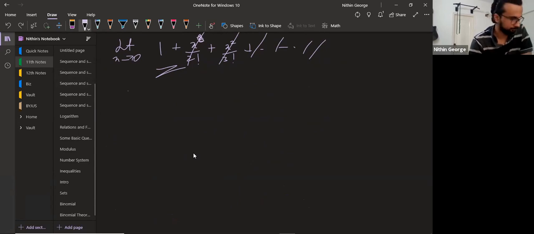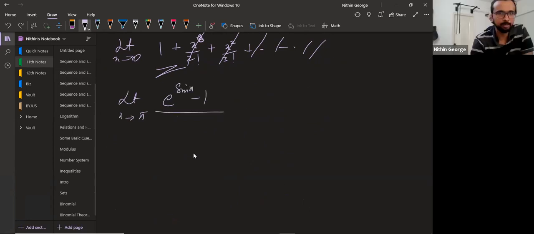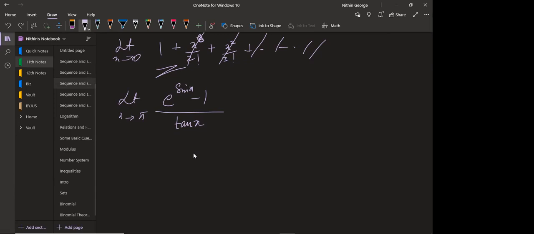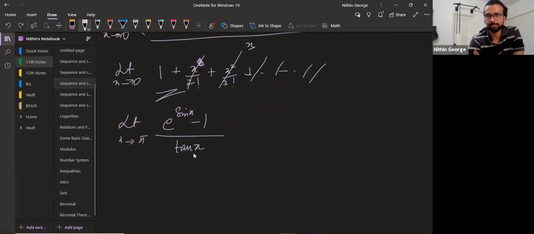Oh yeah, try this problem. E power sin x minus 1 divided by tan x. Okay, what does this become? Come on, quickly. This formula is very important, okay? E power x minus 1 by x. I stress its importance, it's very important and very useful as well.